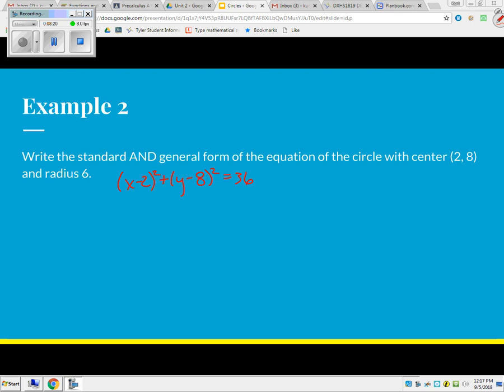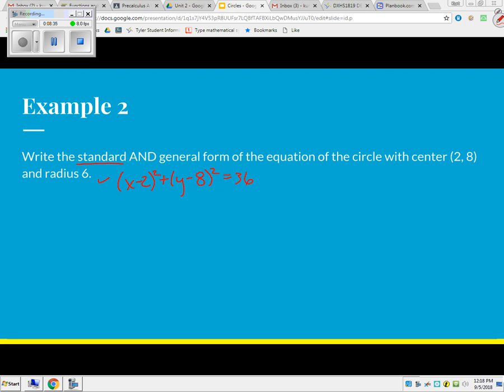I hope this matches up with what you have. Make sure that you did change this +2, +8 to a -2, -8. That just helps it flow in the formula better. So I have my standard form. That's going to be one thing I'm looking for.